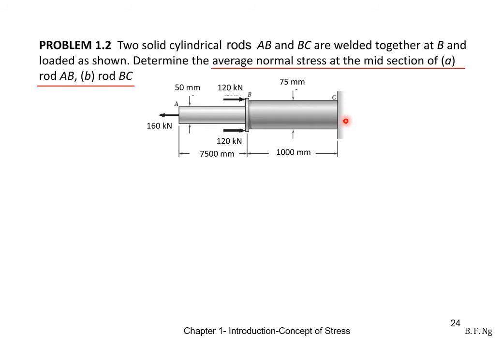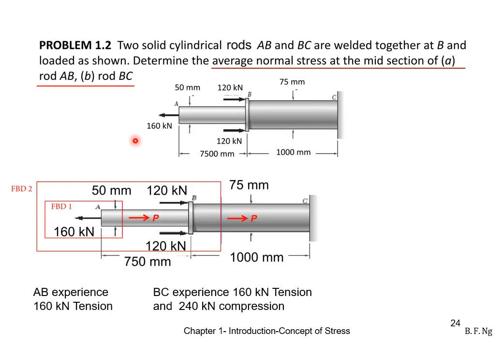When you encounter problems that have multiple forces, you always start from the free end. From the free end itself, in free body diagram number 1 you see over here, this section AB will experience 160 kilonewtons only. For free body diagram 2, the section BC will experience both 160 kilonewtons tension and 240 kilonewtons compression.